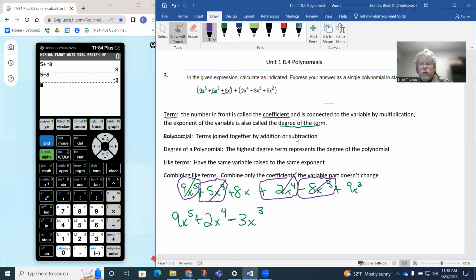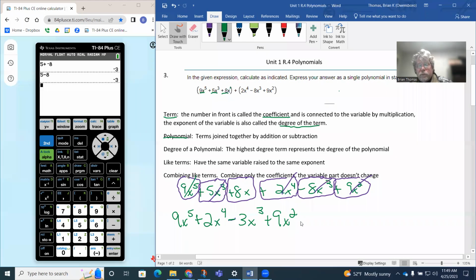Our next thing to look for is the 9x squared. There's not any other 9x squared, so it's just going to come down as a positive 9x squared. So we're done with that term. And then all we have left is this 8x. Since it doesn't have anything to go with either, it just comes down as a positive 8x. And there's not a constant, so that's as far as we go. So that would be combining like terms.